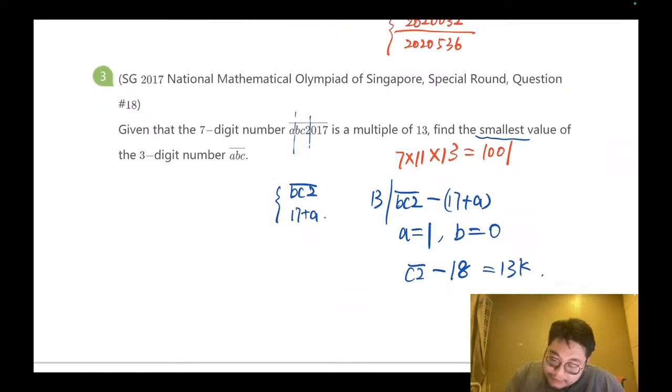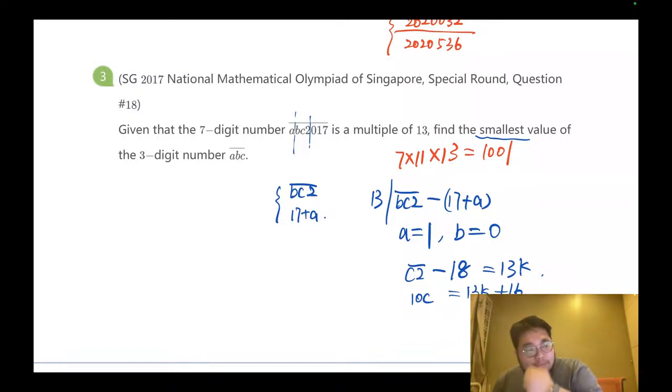13K. Okay. So that means 10C equals 13K plus 16, right? Plus 16. So is it possible? Yeah, maybe it's possible. K equals 8, right? 10C equals 100 something. So that means it's already not possible. That means B cannot be 0.